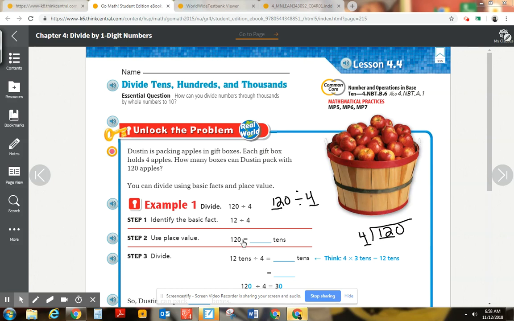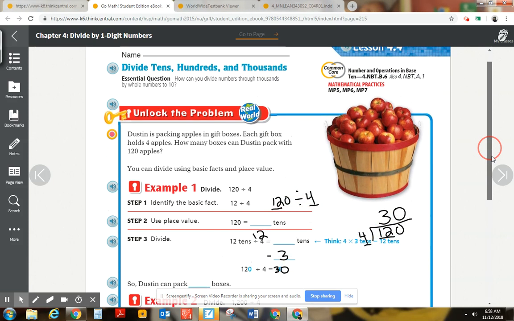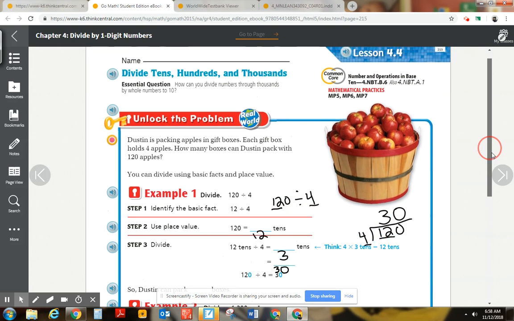And then we are really looking at this as the whole number, the total number of apples, 120. I can read it as 12 tens. So 12 tens divided by 4 would be 3 tens. And 3 tens is really 30, right? So Dustin would need to pack 30 boxes.